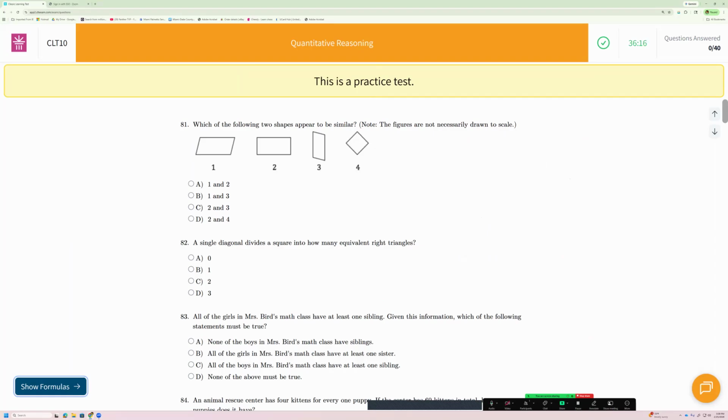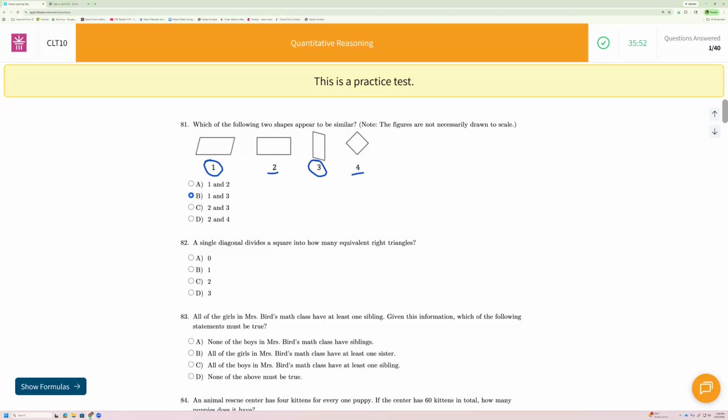Question 81 says, which of the following two shapes appear to be similar? So I do see a rectangle here and a rhombus there. Number one is a parallelogram, and so is number three. So I am going to choose B, 1 and 3. Great.